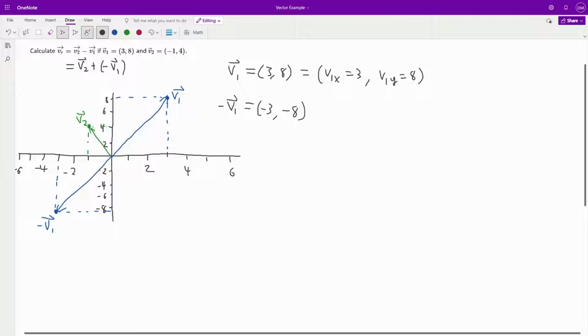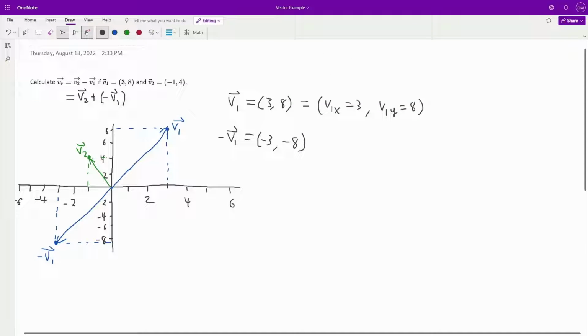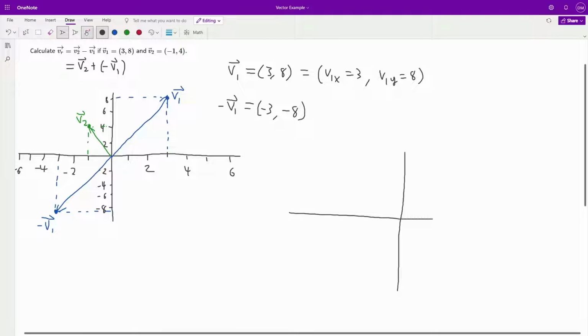Okay, now we can take a look at what will happen if we add V2 and negative V1. Let me draw this on a separate plot just to make things a bit clearer. I always like to follow the order of the equation. When we're adding vectors, we add them tip to tail. We move the tail of one vector to the tip of the other. So we can use V2 as our starting point, and then add negative V1 to the tip of V2.